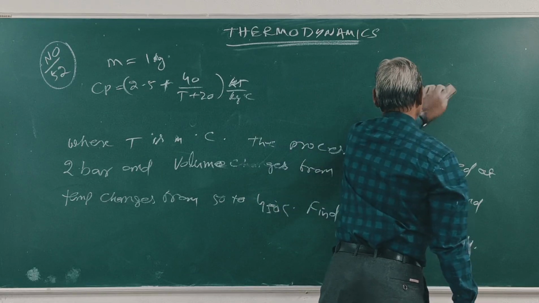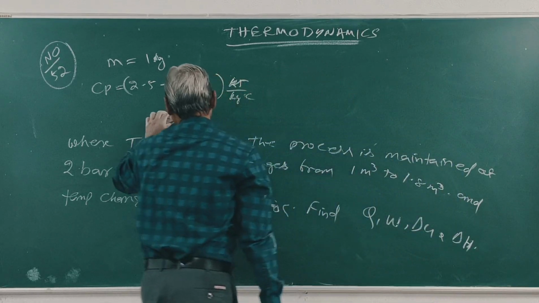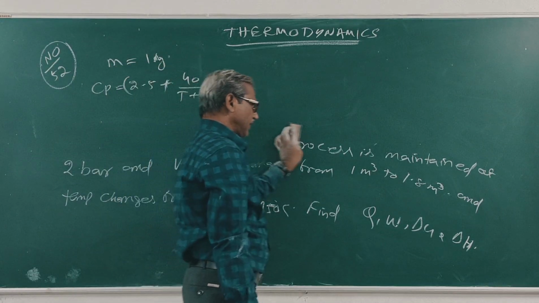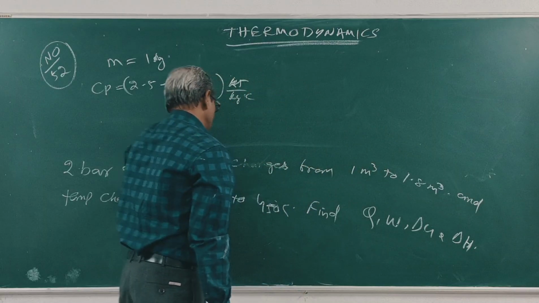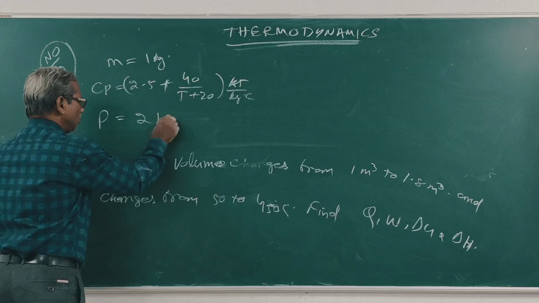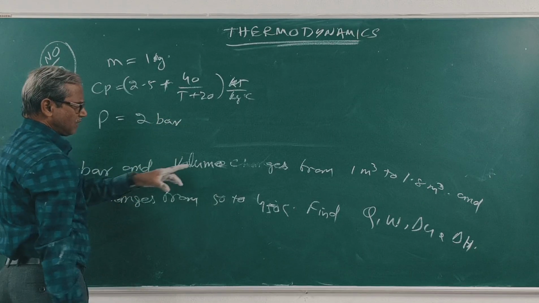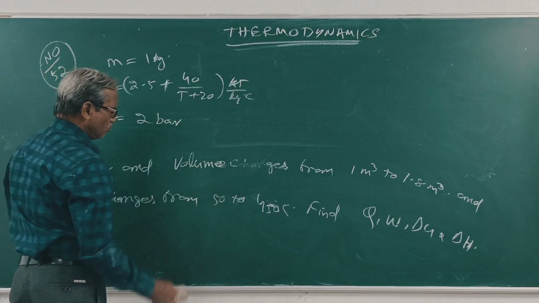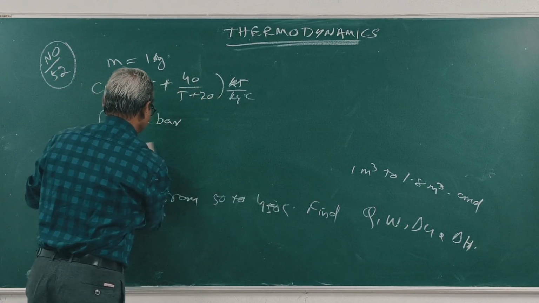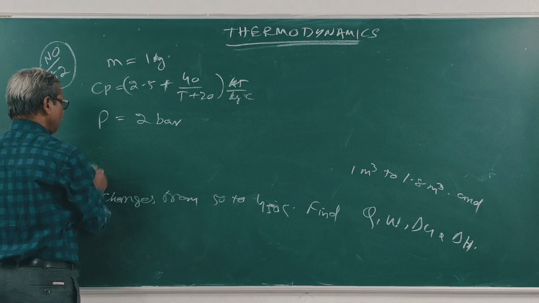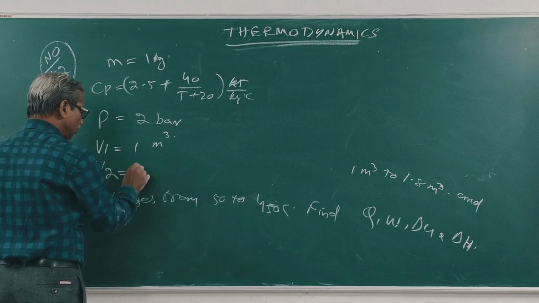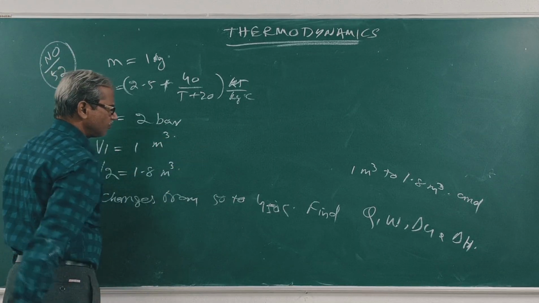Clear? Cp is equal to a + b/(T + 20), where T is in centigrade. The process is maintained at a pressure of 2 bar. P is equal to 2 bar. The volume changes from 1 meter cube to 1.8 meter cube. V1 is equal to 1 meter cube, V2 is equal to 1.8 meter cube. Clear?